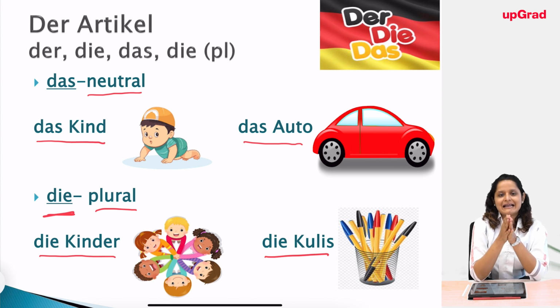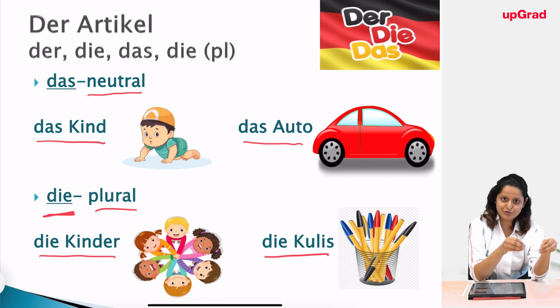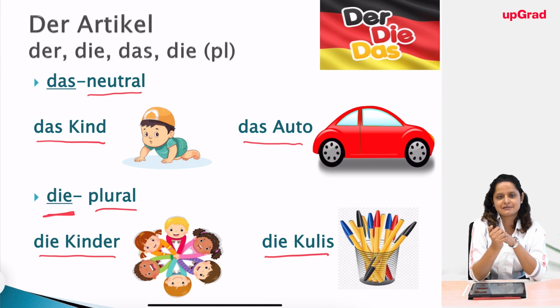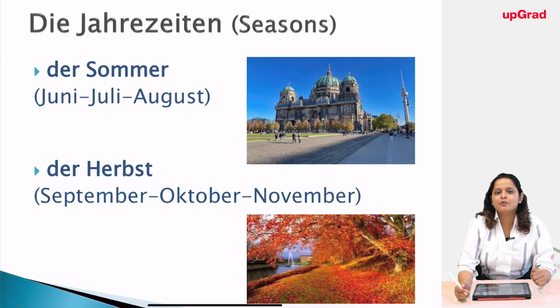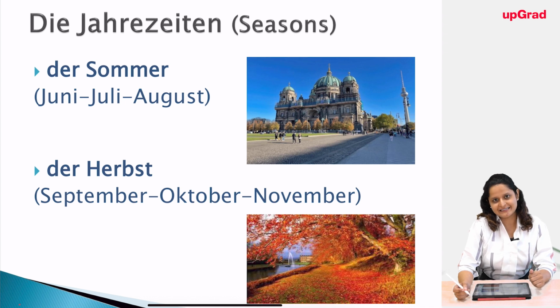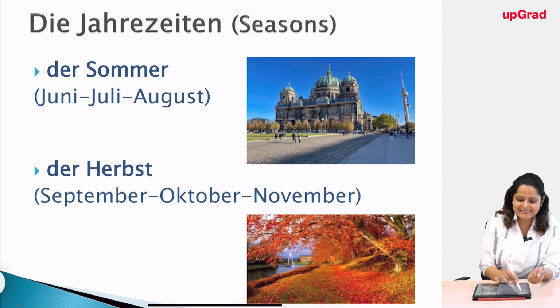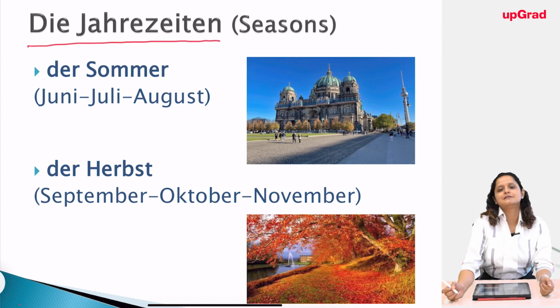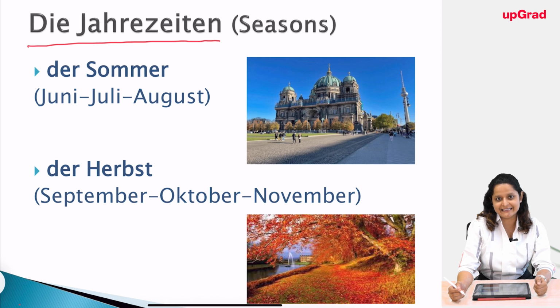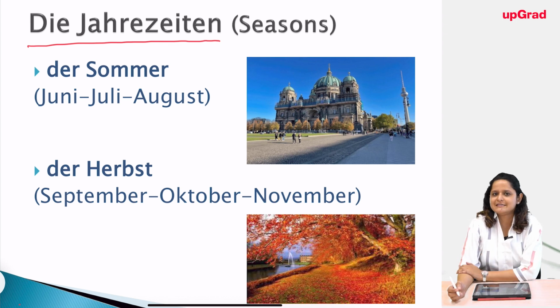So remember, articles are a very important part of communication and we need to know what the gender of the noun is going to be. So make sure you focus on the genders of the nouns as much as you do on learning the meanings of the nouns. So now let's take a look at some more nouns along with their articles. Now we will be covering the seasons in Germany, which are called die Jahreszeiten. Since it is a plural noun, the article here is die. Die Jahreszeiten are the seasons. So we have 4 major seasons in Germany.